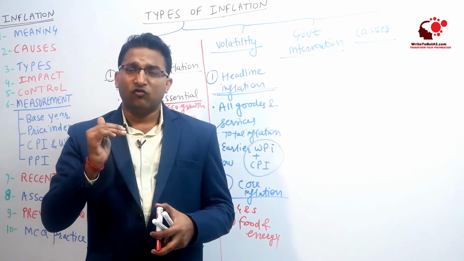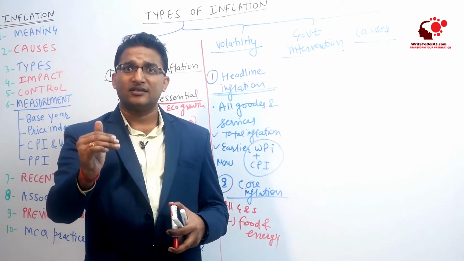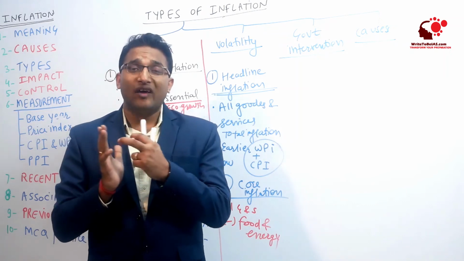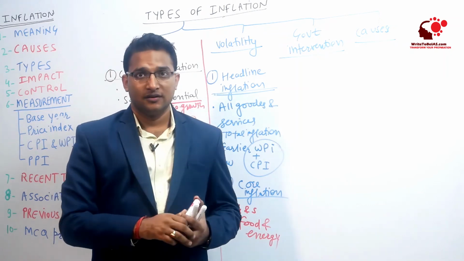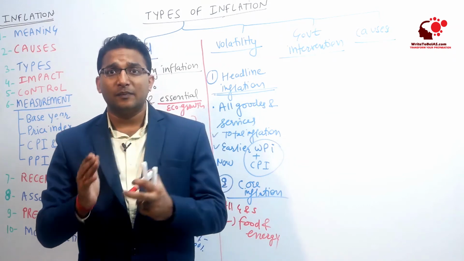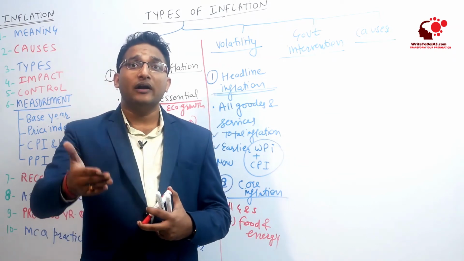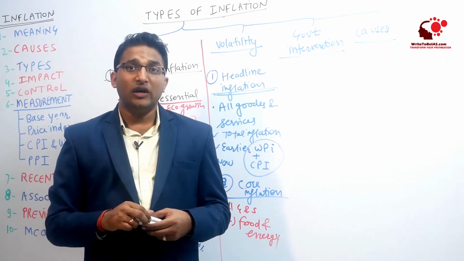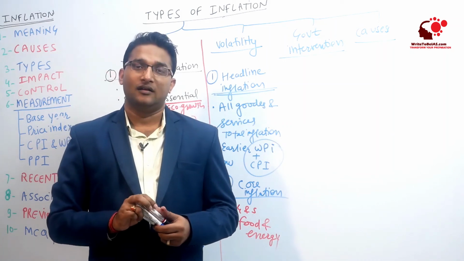The supply of food is dependent upon the agriculture, and the agriculture is dependent upon the monsoon. So there is a lot of uncertainty in the prices of food. Similarly, the energy prices are also dependent upon the foreign situation, the global situation. So even the energy prices are very volatile.